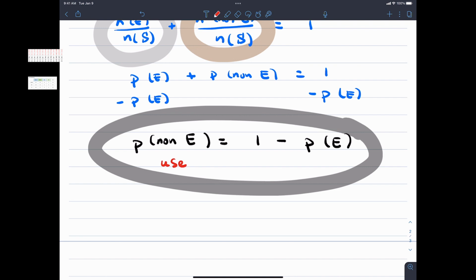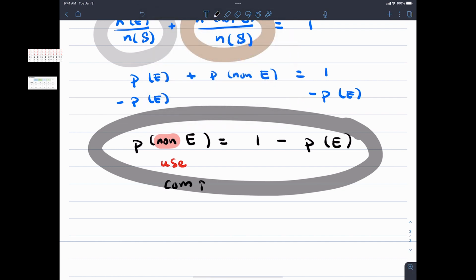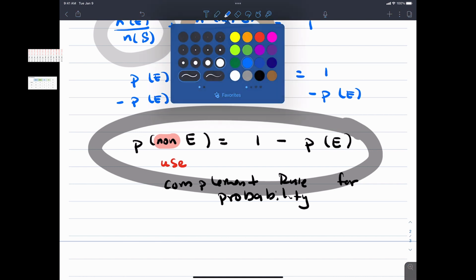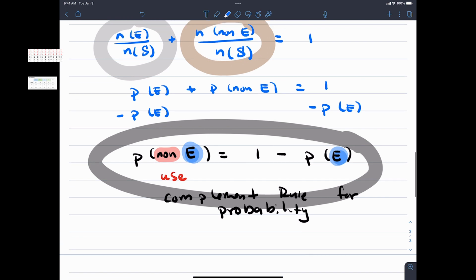So, what is this equivalent form called? This is also known as the complement rule for probability. The probability of a non-event is 1 minus the probability of the event. So in other words, you might even say to me, how do I use that? Let's take a look at how we use that.